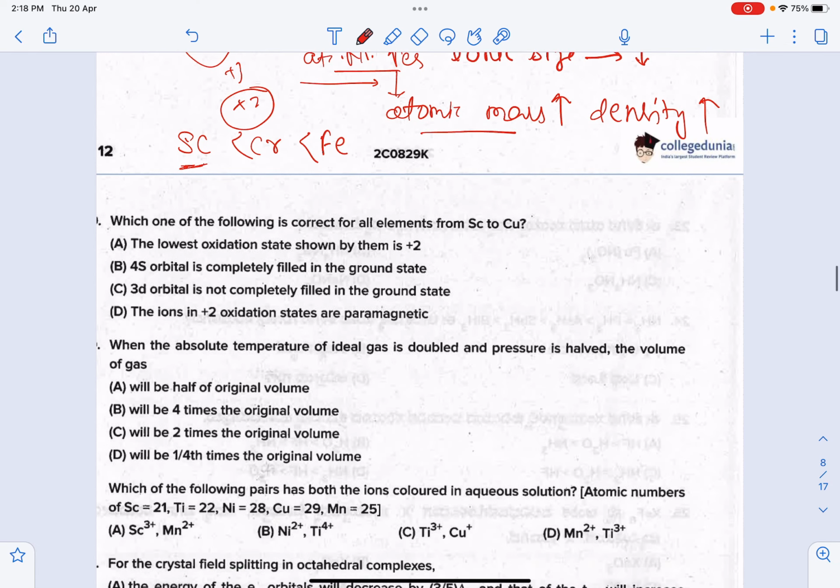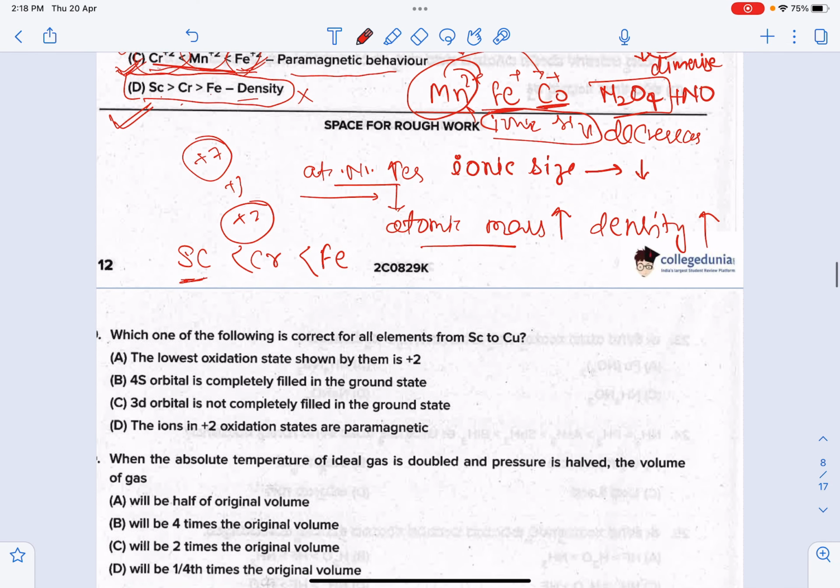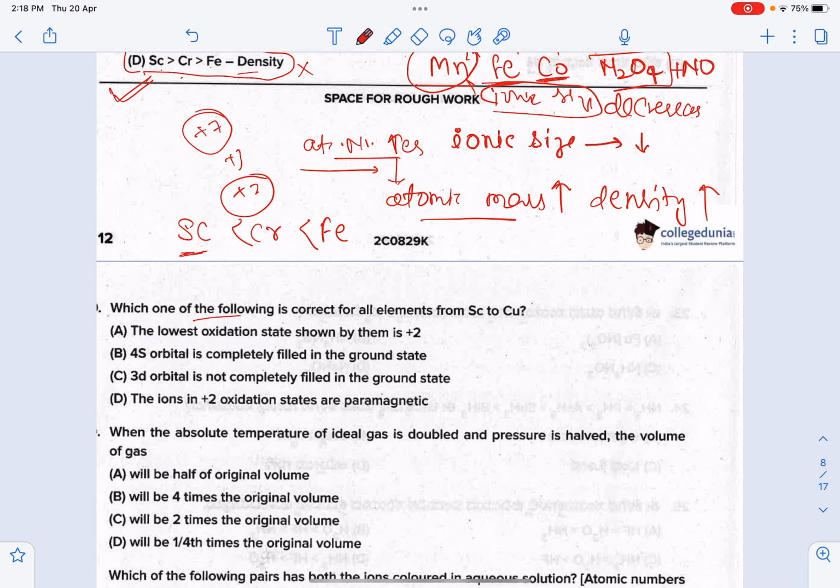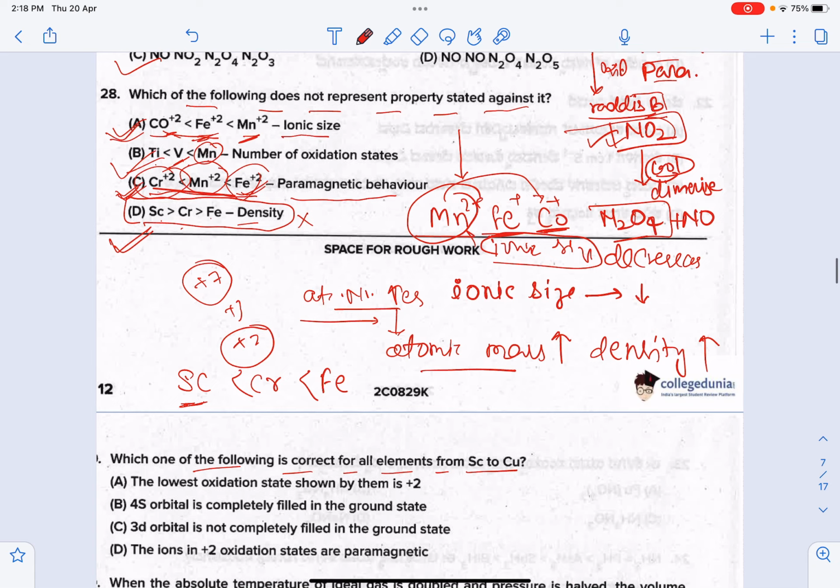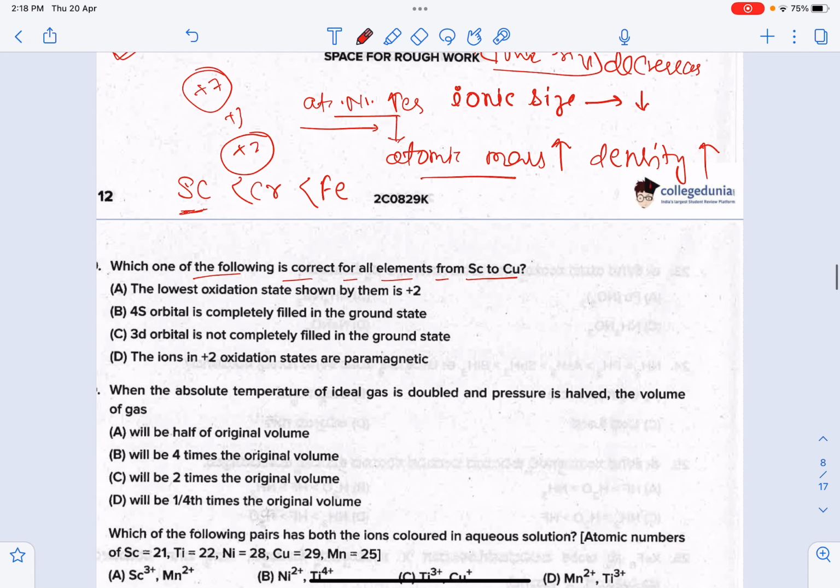Next question is, which one of the following is correct for all elements from scandium to copper? Okay, the lowest oxidation state shown is +2. No, it's not. Scandium shows +1. What is the question actually? Which one of the following is correct for all elements from scandium to copper?